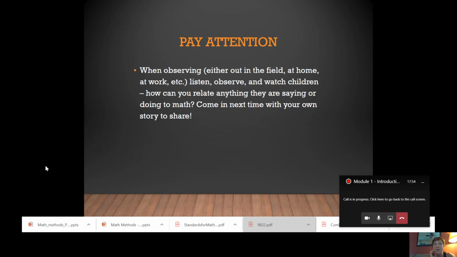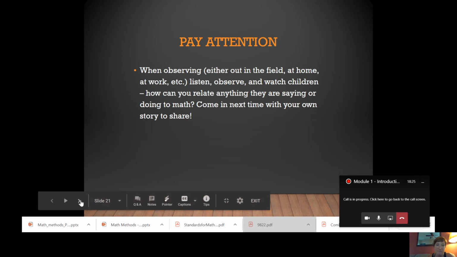So pay attention when observing, either if you're out in the field, I don't know if that's happening right now, at home, at work. I want you to listen, observe, and watch children. How can you relate anything they're saying or doing to math? So this says come in next time with your own story to share, but I want you to think about this and be ready to share in one of our live sessions.